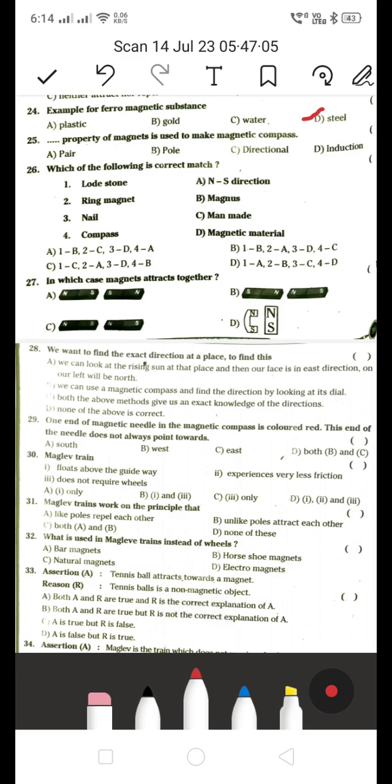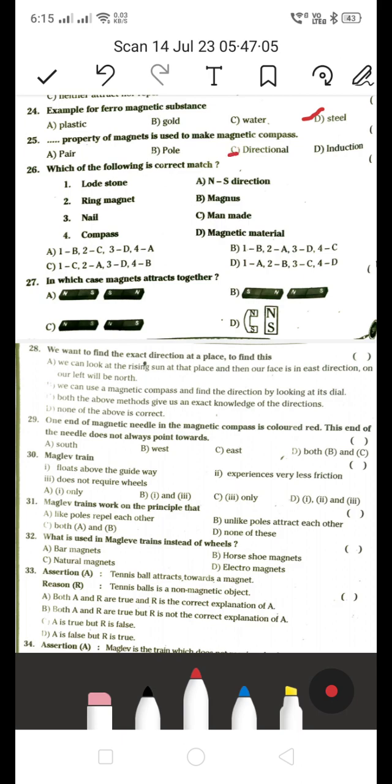Next one. Dash property of magnets is used to make magnetic compasses. Is it A pair, B pole, C directional, or D induction? Which is the right answer? It's the directional property of magnets that is used to make magnetic compasses. We use it for direction.